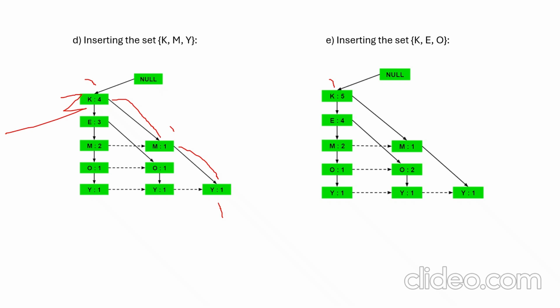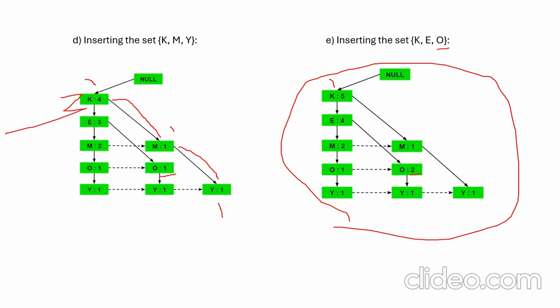So from E, do you have O? Do you have O here? Yes, you have O here already. So I'm adding this O from E. You already have an O. So previously it was 1. Now it will become 1 plus 1, 2. So this is the final FP tree that we have drawn for this problem. So when you would have checked, K is equal to 5.